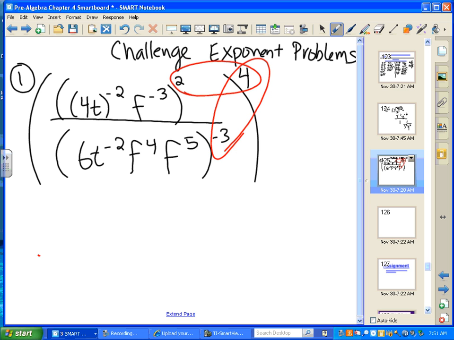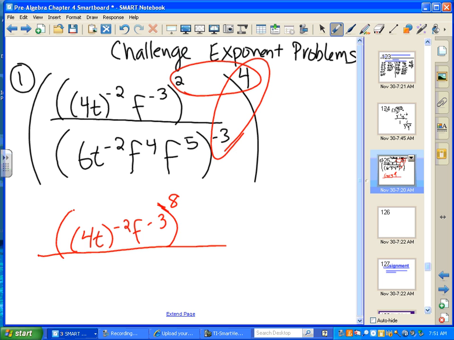So we need our fraction bar. Let's take care of what's in the numerator first. 4t to the negative second, f to the negative third, medium-sized parenthesis. What's the new exponent on the medium-sized parenthesis? Good, to the eighth. So the denominator, we have our medium-sized parenthesis, 6t to the negative second, f to the fourth, f to the 5th. What goes outside the medium-sized parenthesis? Good, negative 12. So first thing, get rid of the big parentheses.